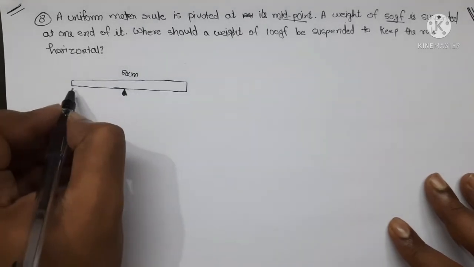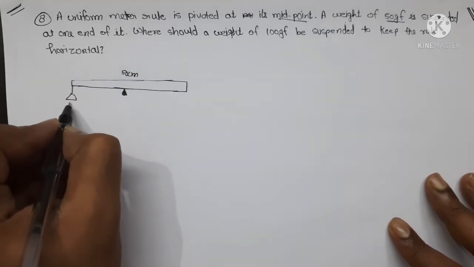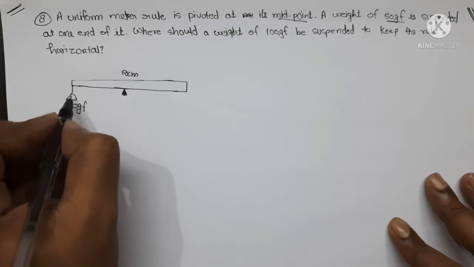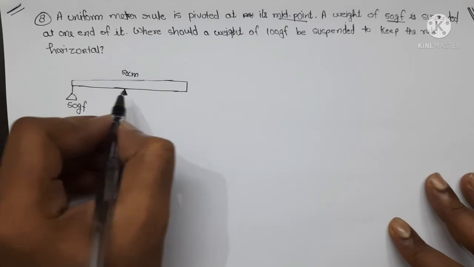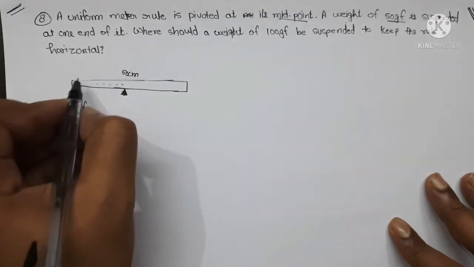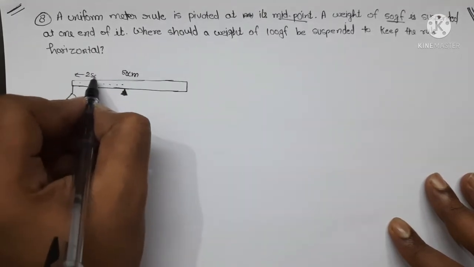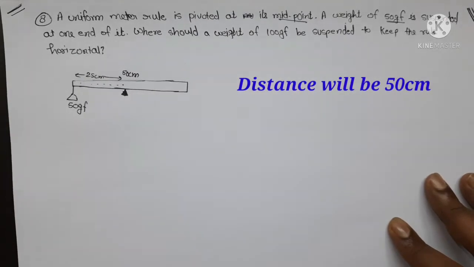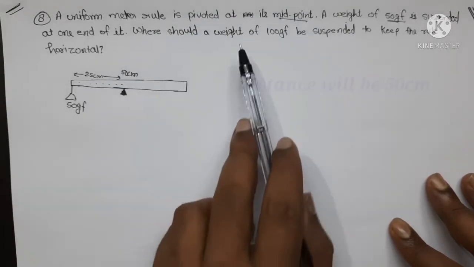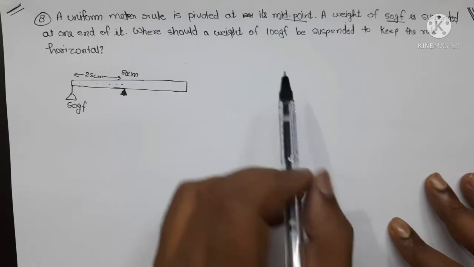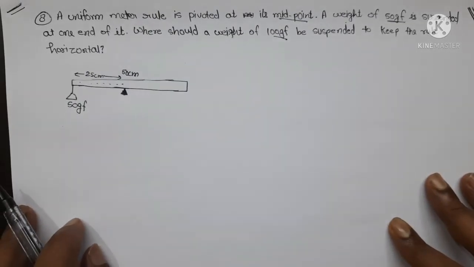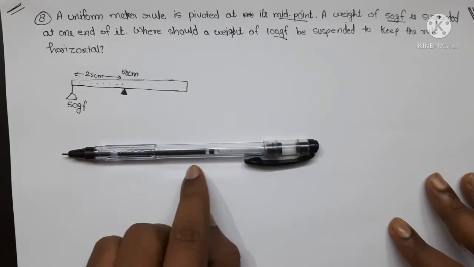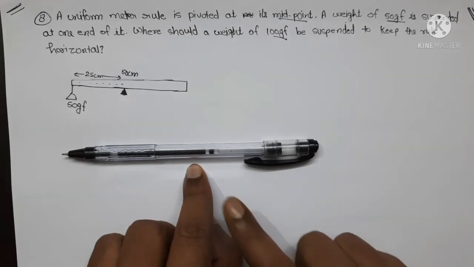So let's say we have applied a force of 50 gram force at one end, which is definitely 25 centimeter from the midpoint. So this distance will be exactly 25 centimeter. Now where should a weight of 100 gram force be suspended to keep the rule horizontal? So we have to keep this rule in a horizontal position, which means you have to balance the meter rule.